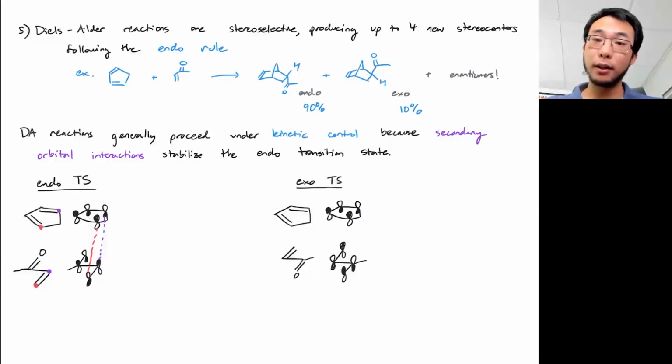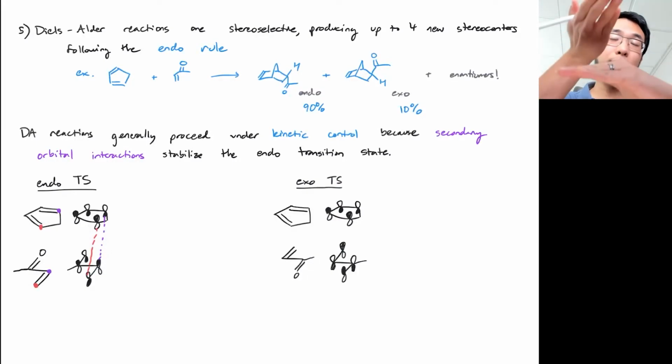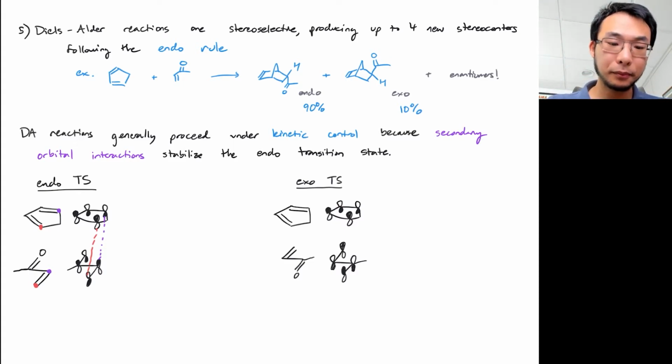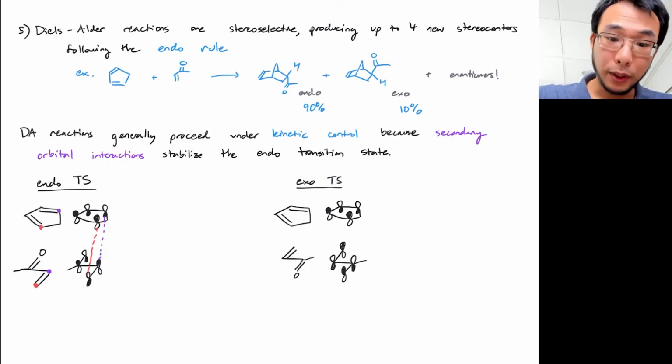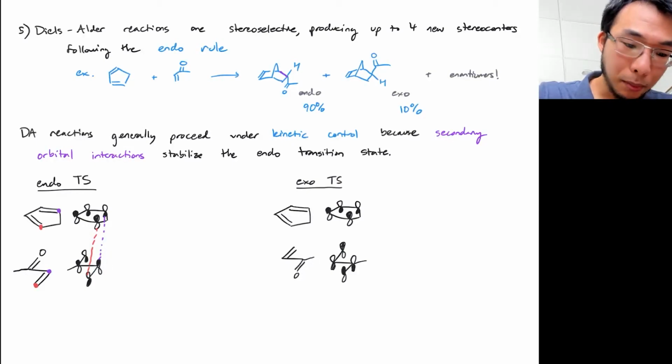That gives you one of the enantiomers, and if you do the opposite, where the dienophile is above and the diene is below, that gives you the other enantiomer. In the product, these red and purple connections are becoming the new sigma bonds. So in the endo product, this is the purple connection, and this is the red one there.